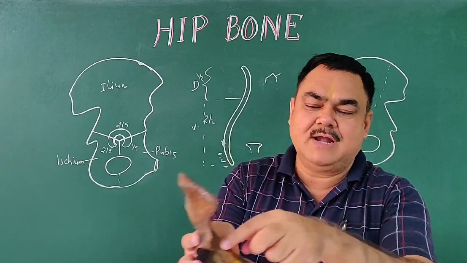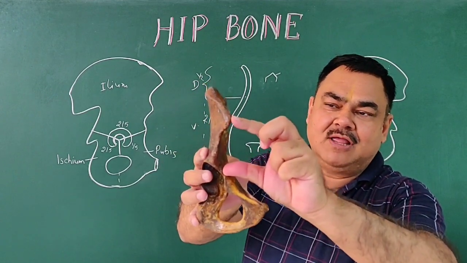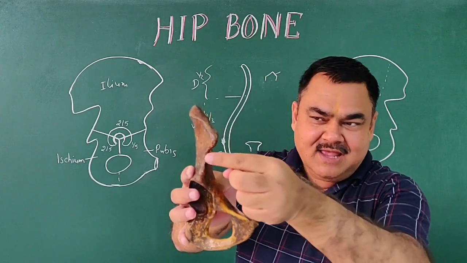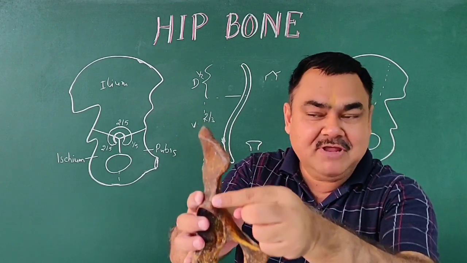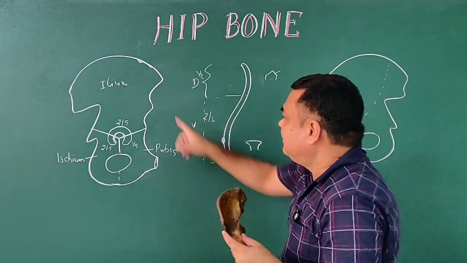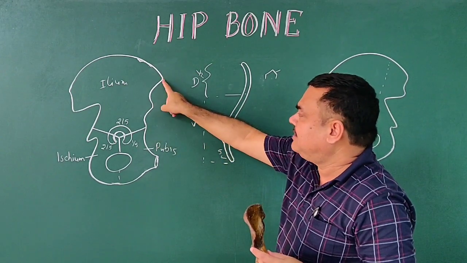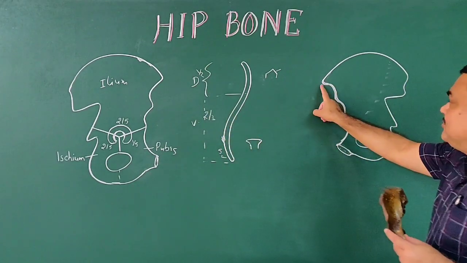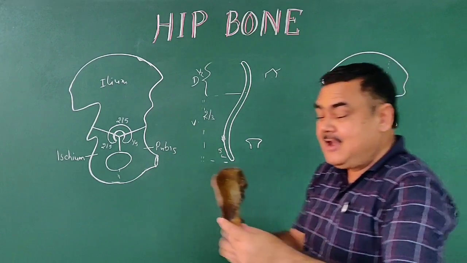This is the upper 2/3 part. So this part is the anterior border. The anterior border has the anterior superior iliac spine, a notch, then the anterior inferior iliac spine. This is the anterior superior iliac spine. This is the anterior inferior iliac spine. Anterior border. Now the posterior border.